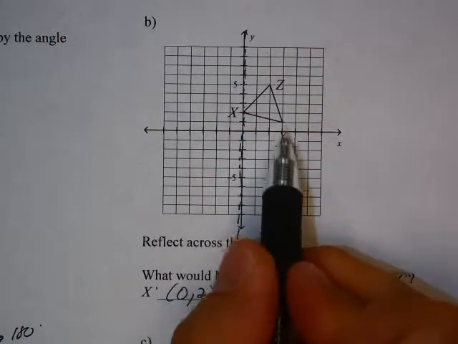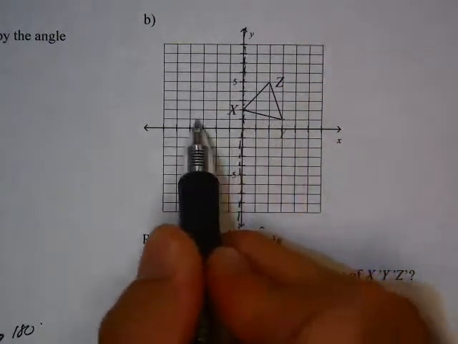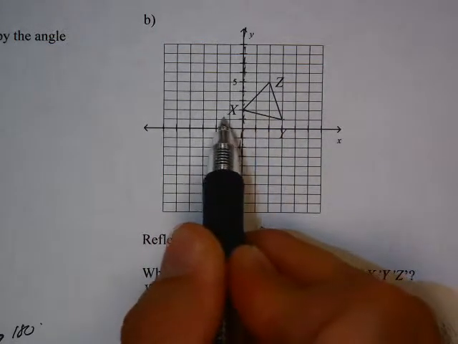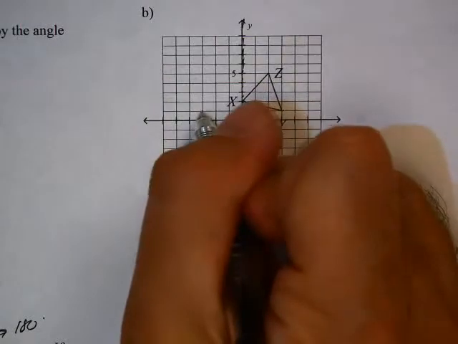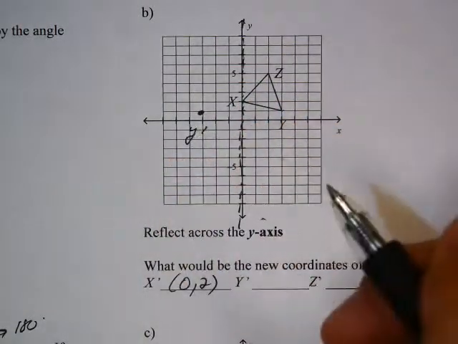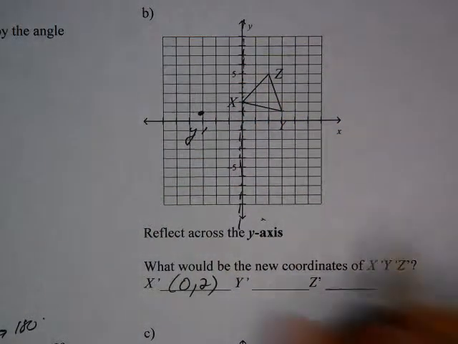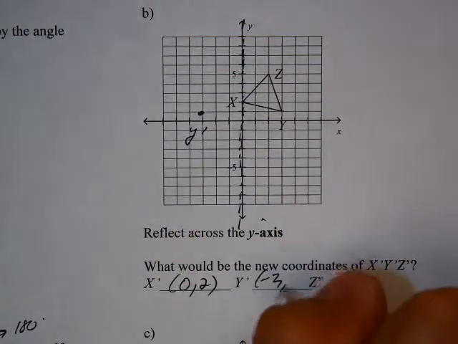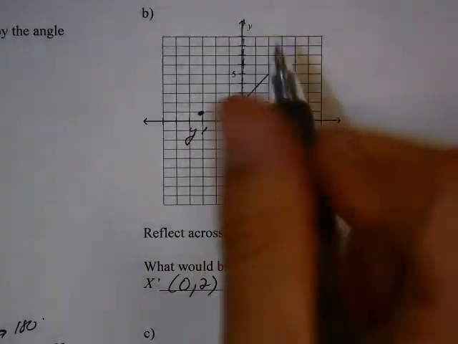Y prime, now instead of going up and down, I'm going left to right. I'm 1, 2, 3 away, 3 in this direction. There's my Y prime. And I'll go ahead and put the coordinates here. It's 3 left and 1 up, so that's -3 and +1.